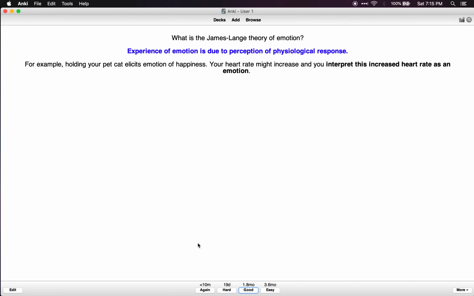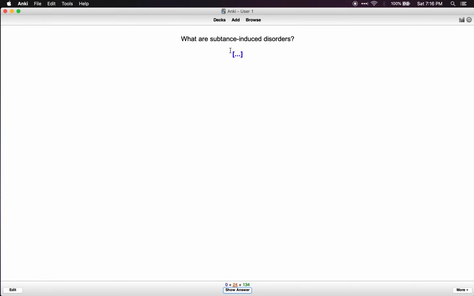James-Lange theory of emotion. Experience of emotion is due to perception of physiological response. For example, holding your cat elicits an emotion of happiness because of an increased heart rate, and you interpret increased heart rate as a positive emotion. Substance use disorder is the result of taking a drug, so the effects of taking a drug. Optic chiasm is the point where the optic nerves from both eyes meet, and this is where info from the right visual field goes to the left side of the brain, and vice versa.